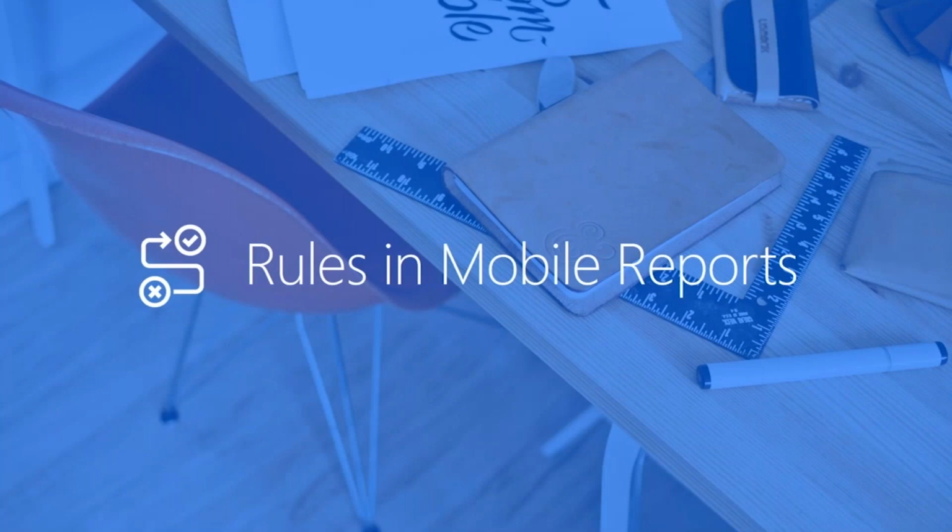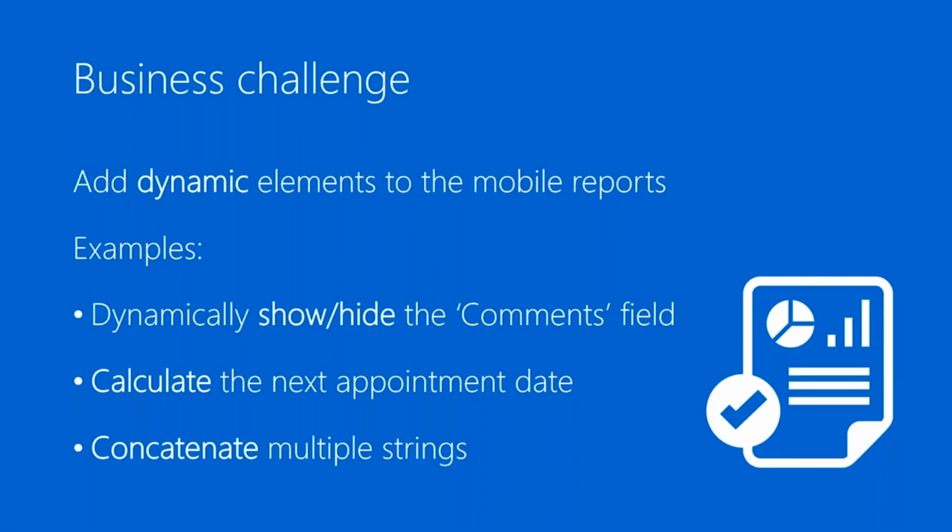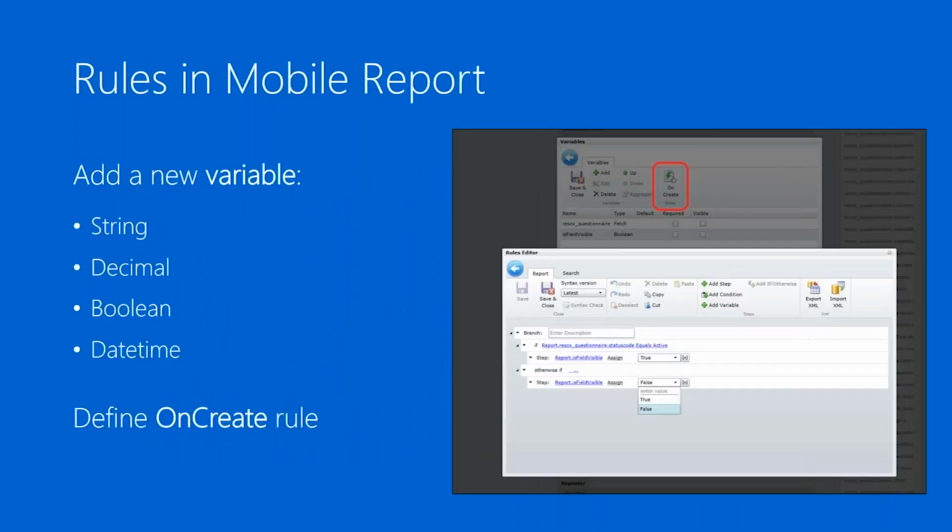The final section which I will present, and then I will ask my colleagues to continue, is about rules in mobile reports. So you probably know that we have mobile reports, a way to generate documents offline, even without connectivity. But there was a challenge. We needed to add some dynamic elements on the mobile reports, because they were quite static. For example, if you wanted to show and hide some fields depending on the content of another field, that was not possible. Or calculating something directly on the report, like the next appointment date, or concatenating multiple strings into one.